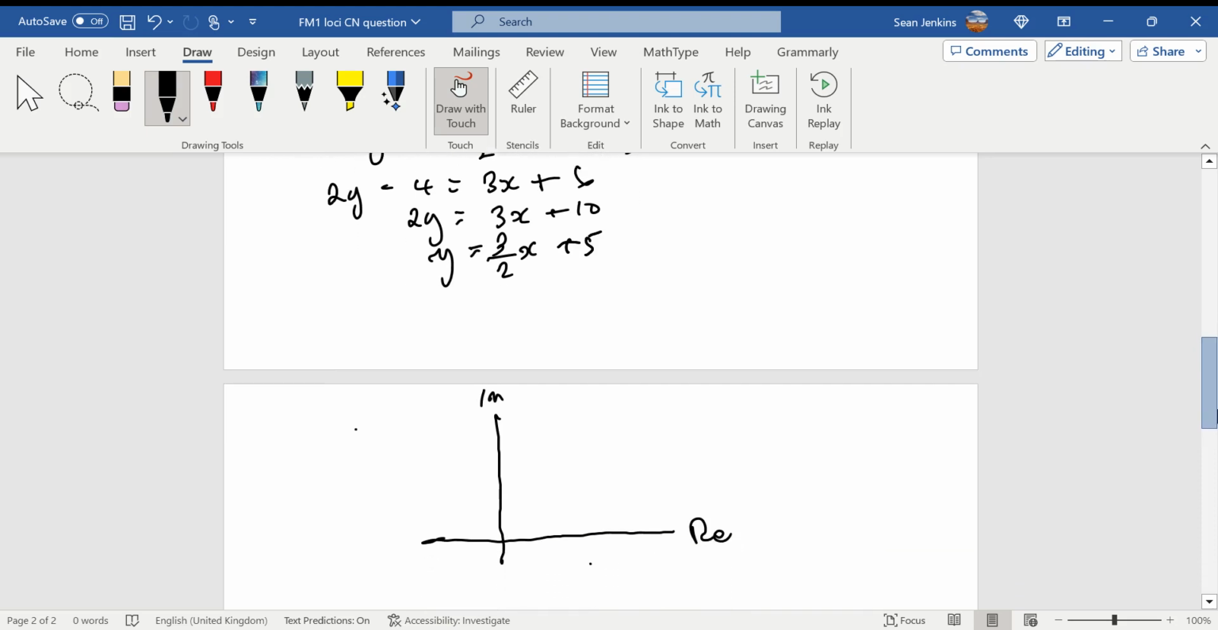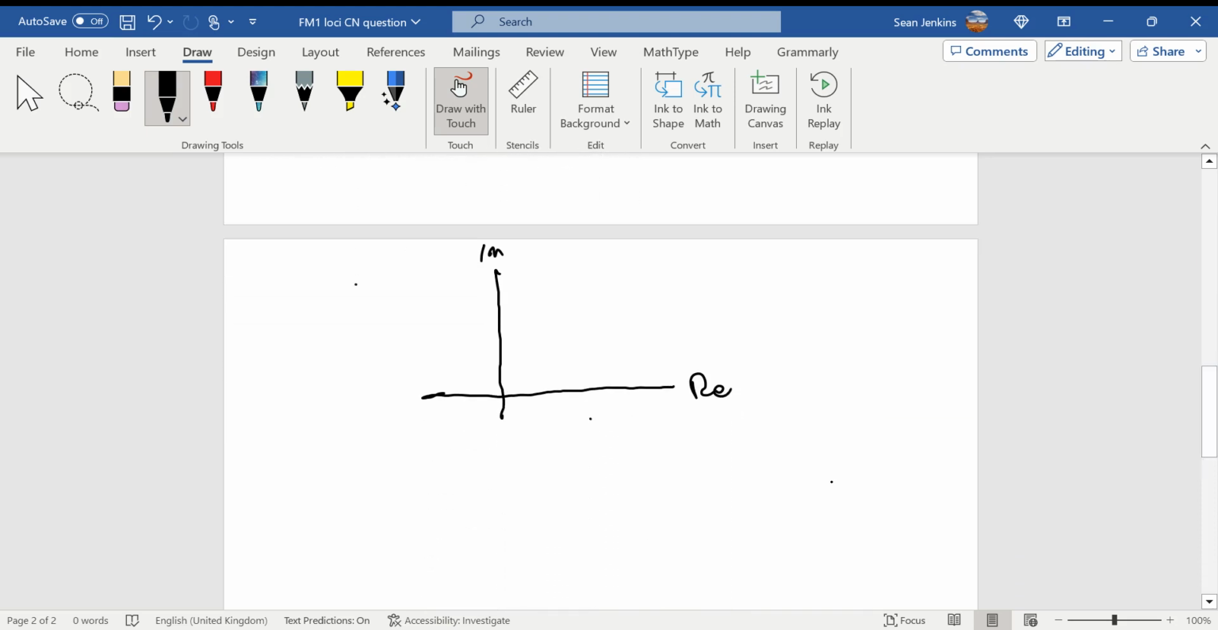So we've got y is equal to 3 over 2x plus 5. Which means, of course, that when x is 0, y is 5. So we got a point here, and we call that (0, 5).